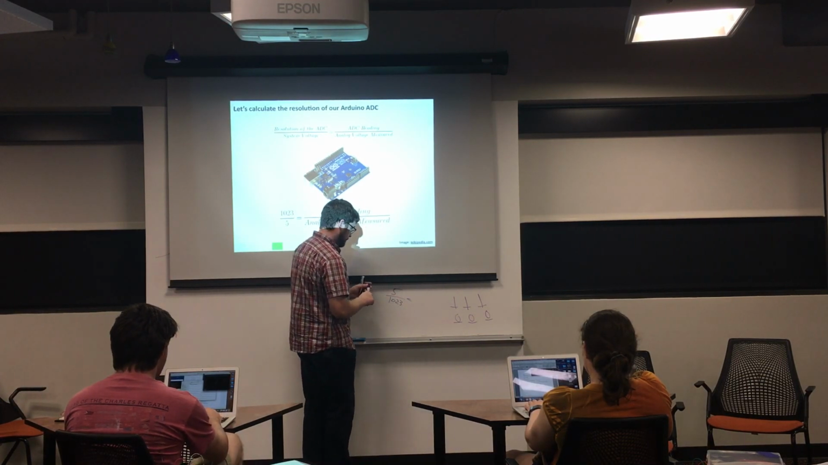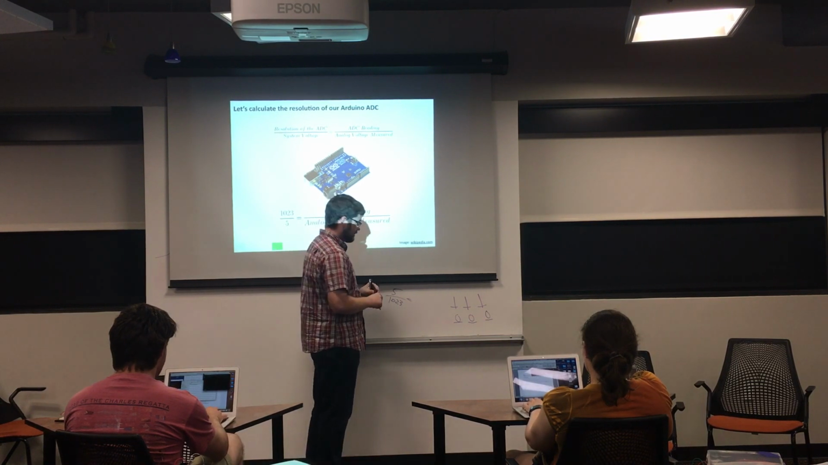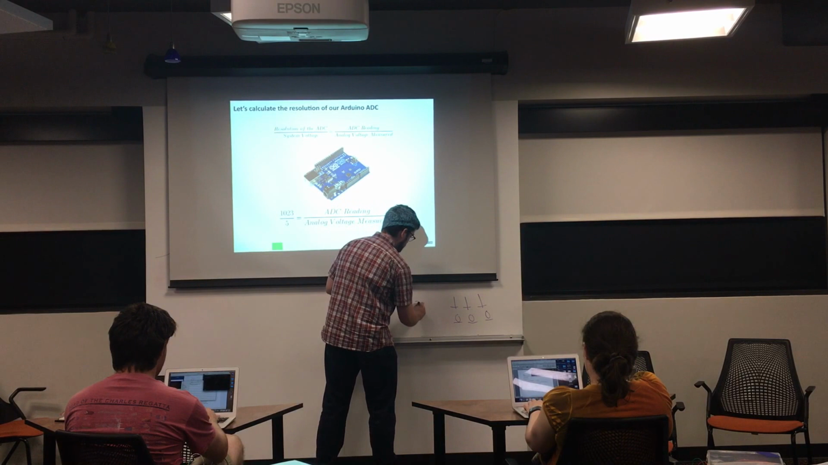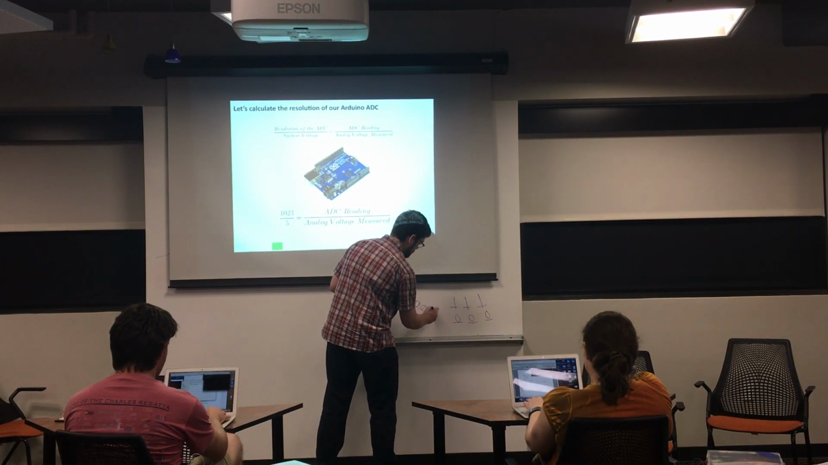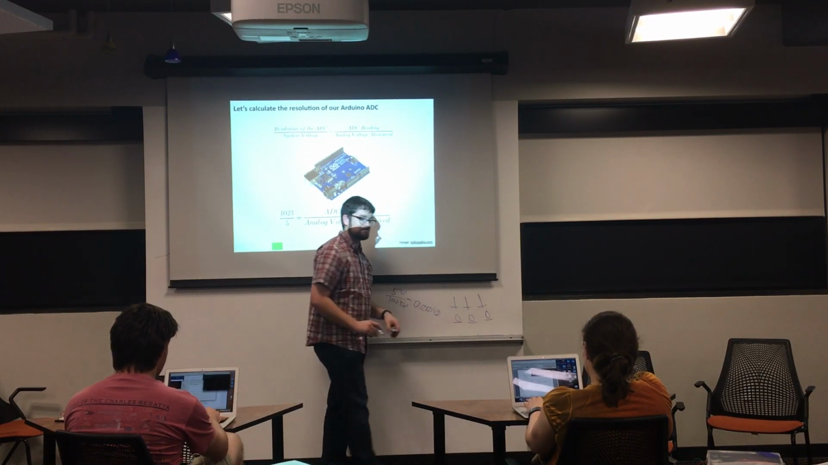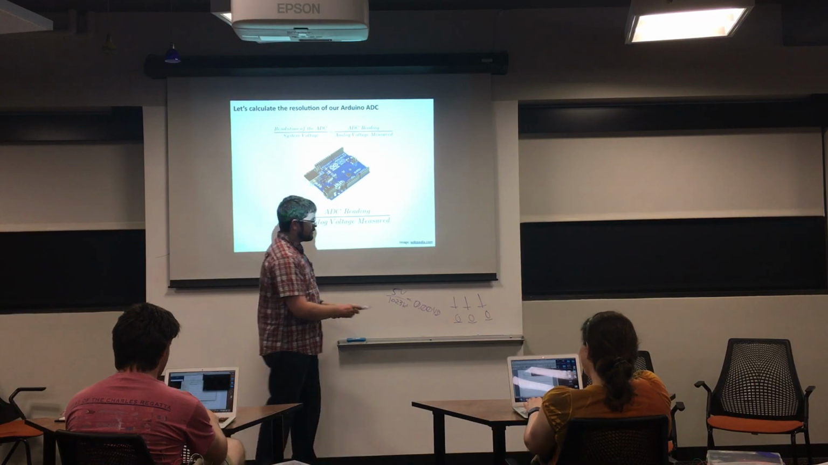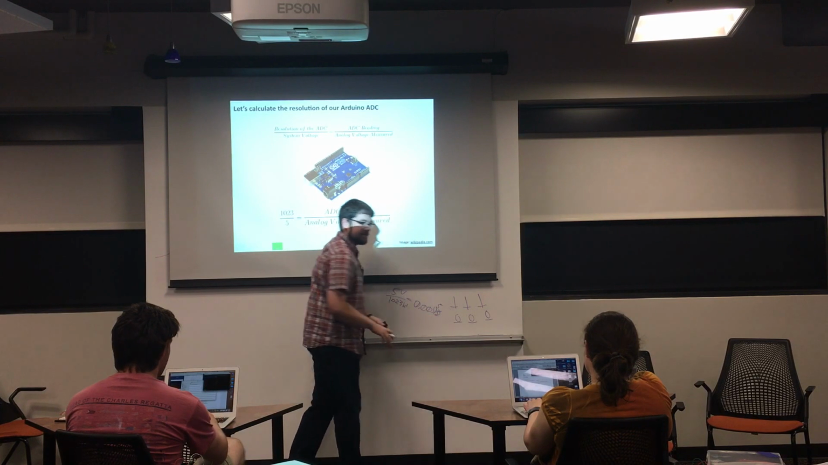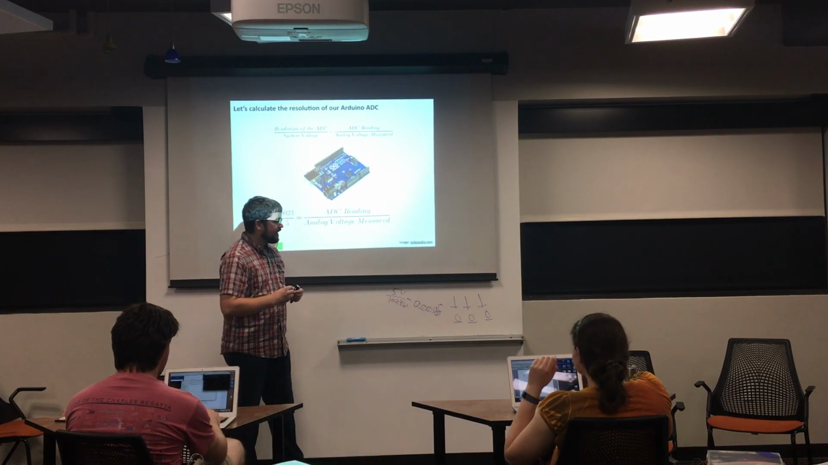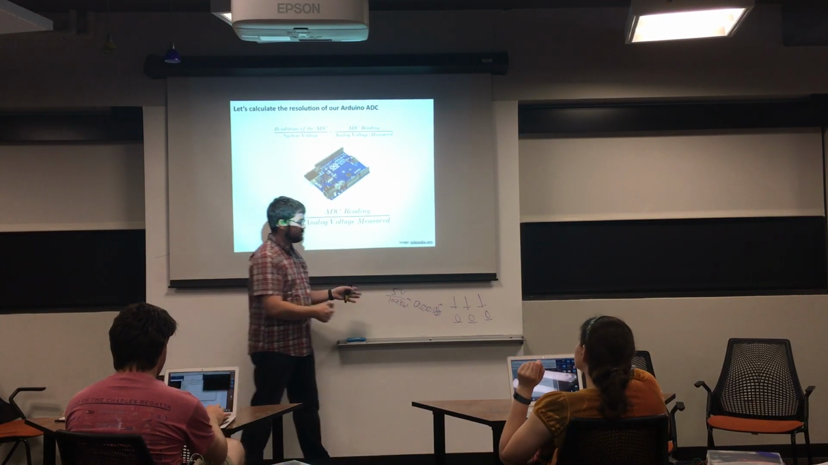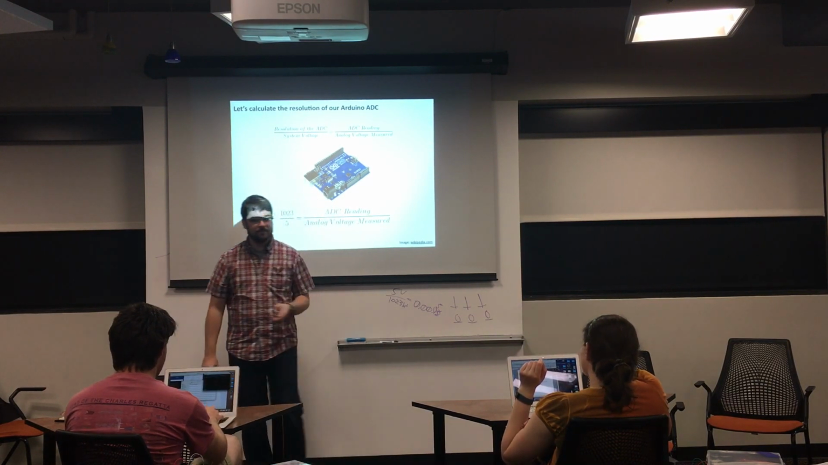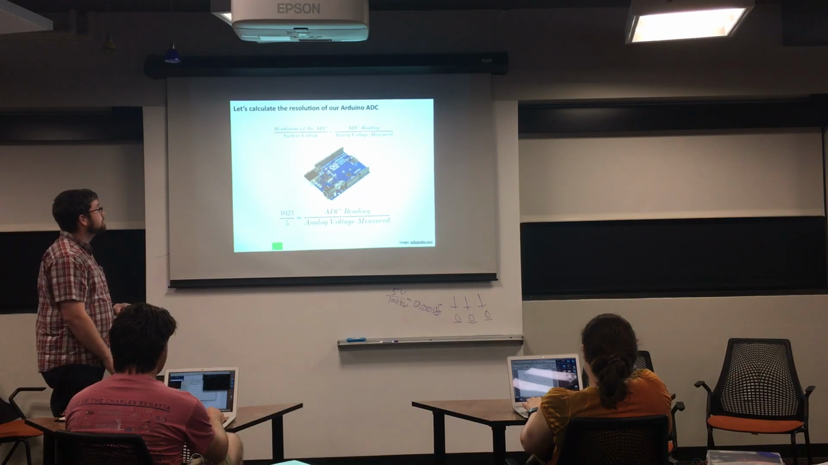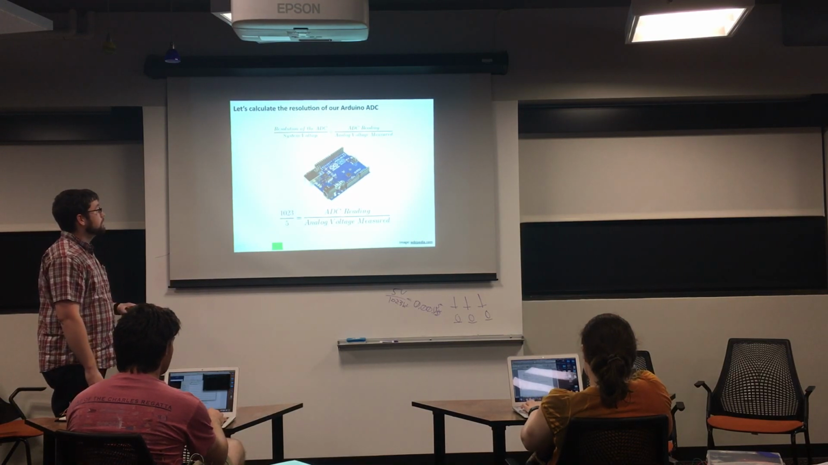Yeah, so we want volts per bit. 0.00488. That's good enough. So 0.0048, and we're going to call that 0.005 for now. Yeah. That's pretty small. That's pretty good for such a cheap platform, and that's going to serve you pretty well in what we're going to do today.